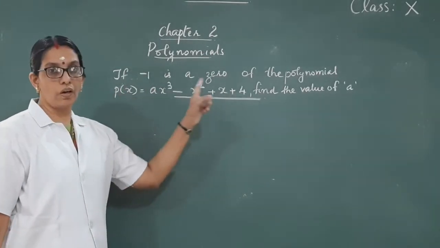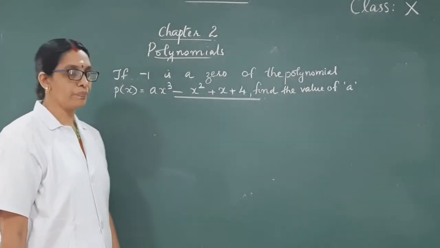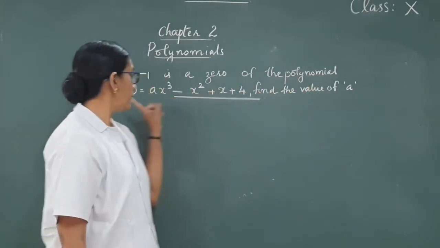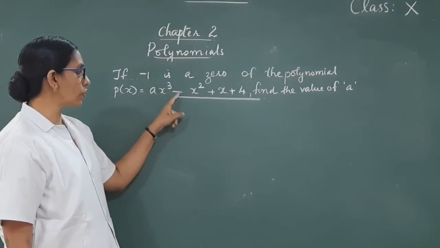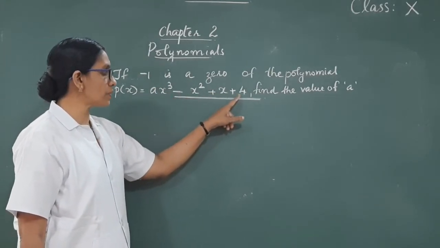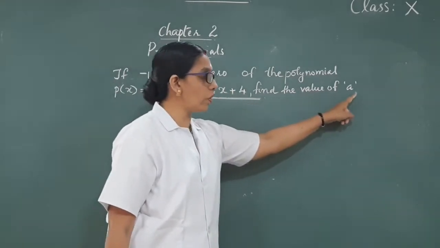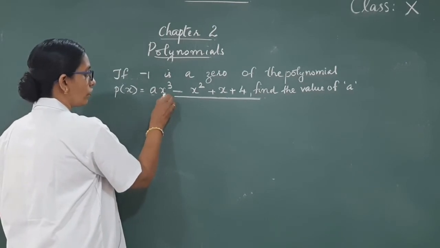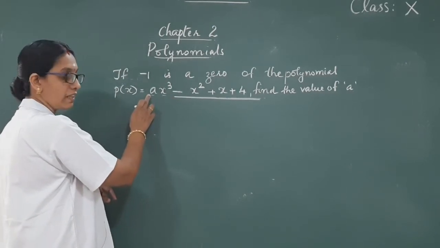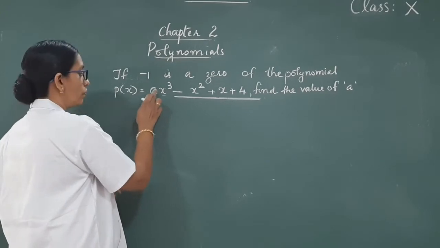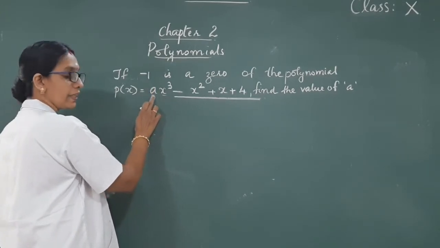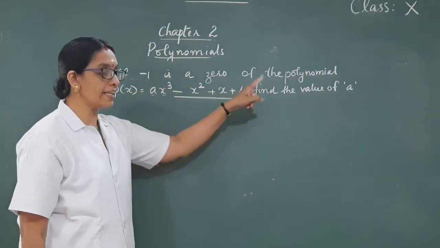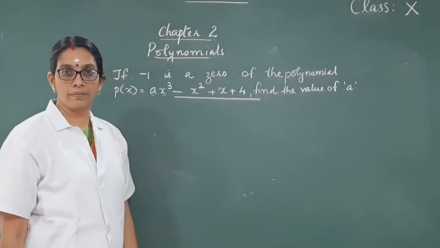Now another question on 0 of a polynomial. What is it? If minus 1 is a 0 of the polynomial P(x) equals ax cube minus x square plus x plus 4, find the value of a. See, here you can see the coefficient of x cube is given as a. So we have to find what numeral we can put in the place of a if minus 1 is a 0 of that polynomial.